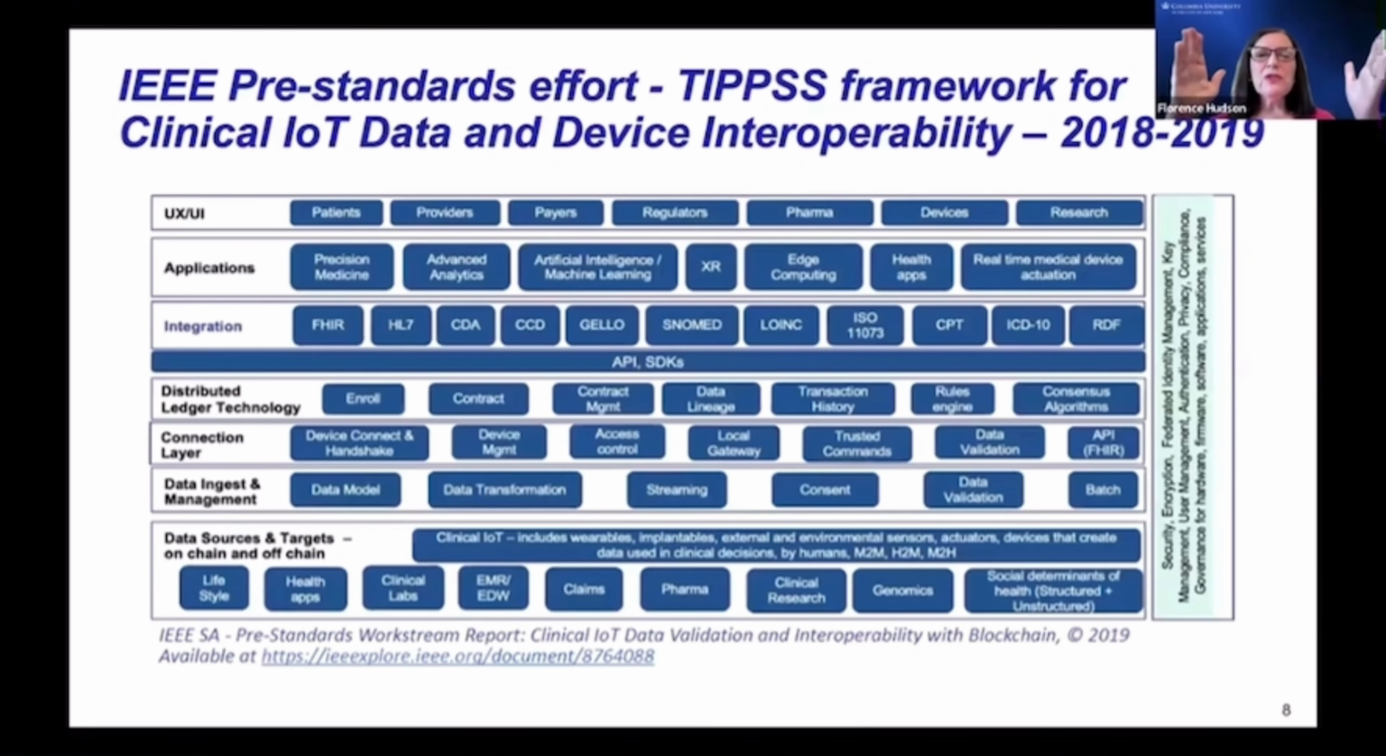So at the user experience, user interface level at the top for patients, providers, payers, the devices have an interface, pharma, research, applications, integration layer. As we say, the beauty of standards is there are so many of them. So in healthcare, FHIR, HL7, SNOMED, ISO 11073, a number of these, any application programming interfaces or software development kits, and then distributed ledger, connection, data ingestion management, and all the devices and data. And across the top and bottom, you can see the green on the right. These are all the things that go across everything that are really part of the TIPPSS framework: security, encryption, federated identity management, all the way to governance.